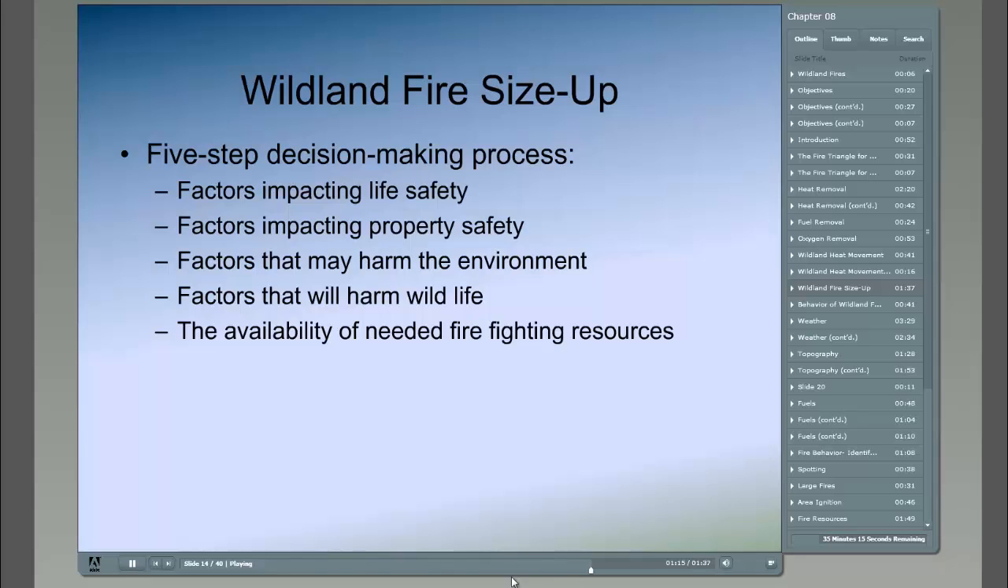Factors that will harm wildlife. The loss of vegetation results in the loss of the food supply for many of the forest creatures. And the availability of needed firefighting resources. The non-availability of aircraft and other resources can seriously hamper the efforts of firefighters as they attempt to control the fire in its early stages.